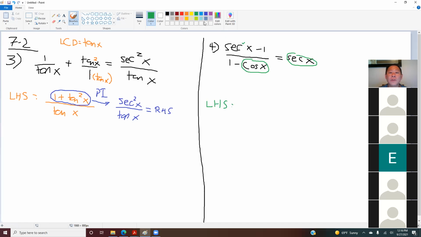Can someone tell me what we can change cosine x to, in terms of secant x? Isn't that 1 over secant? So the rest is going to be the same, secant x minus 1 minus, and we use the reciprocal identity for this case: 1 over secant x. So what you find out here is they're all in secant x already, which is good news.